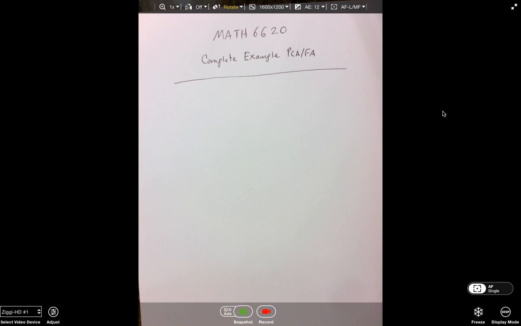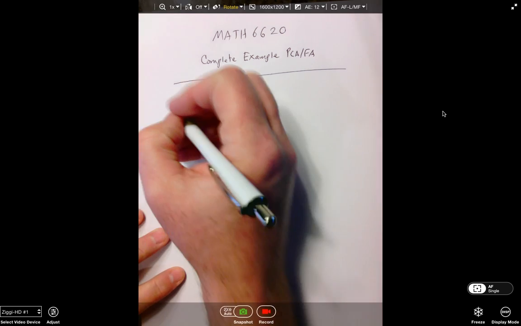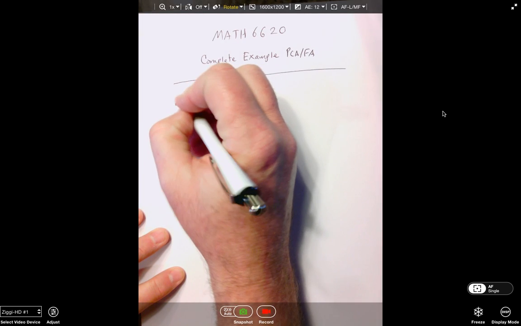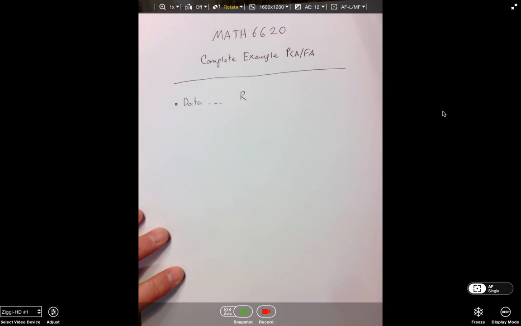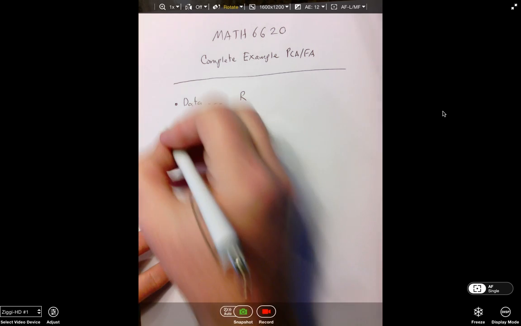In the previous video, I gave you some matrix techniques, and we're going to revisit those. But I wanted to go ahead and get on the books a complete example using R. It turns out that if we have raw data, then we're going to run principal component analysis and factor analysis. It's best to use R.